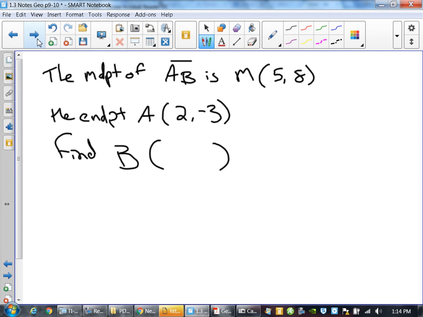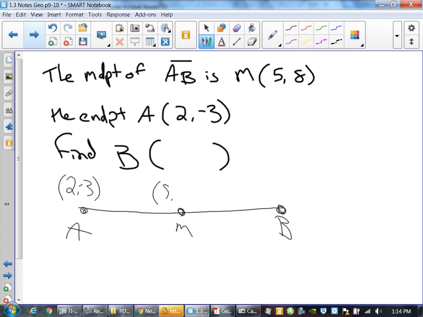So if I draw this, I have endpoints. I have a midpoint. A is 2, negative 3. Midpoint is 5 and 8. From 2 to 5, do you go up or do you go down? How many? What's 3 more than 5?